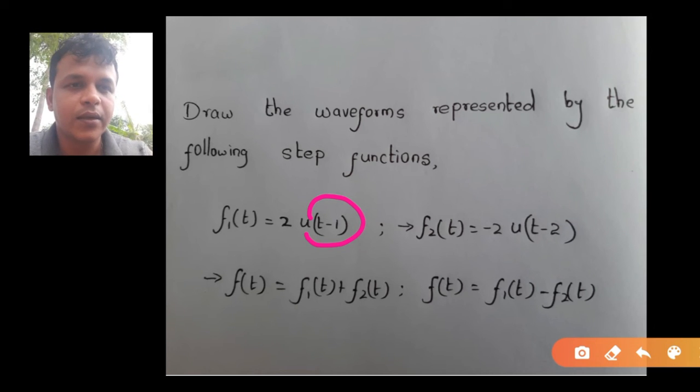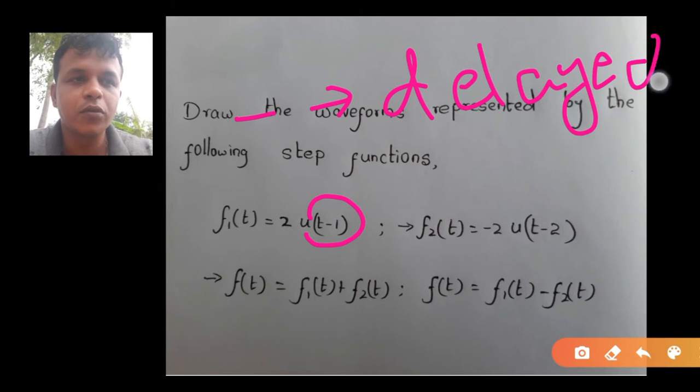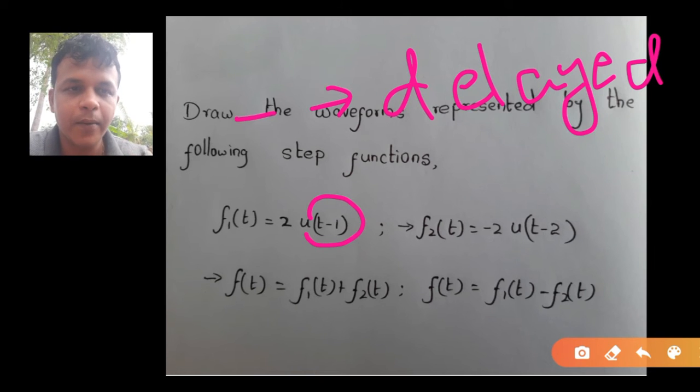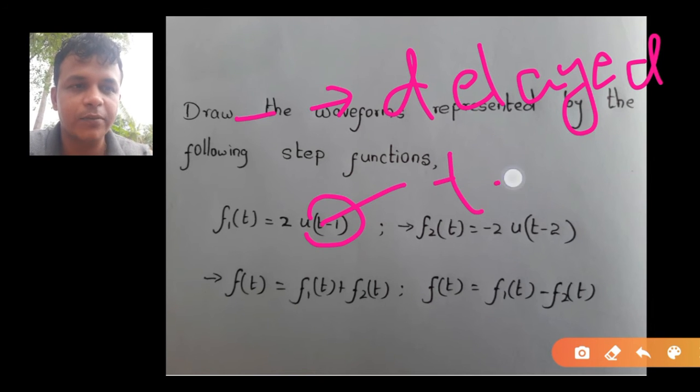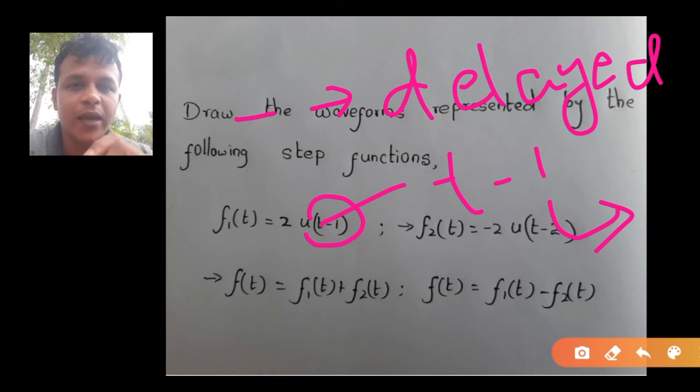Okay, because minus means it is a negative thing, so we are delaying it. By how many seconds do we have to delay it? By 1 second, because it is given as t minus 1. So we are going to delay it by 1 unit, because it is not mentioned as seconds. It may be either milliseconds or microseconds, so we do not know about that. But we are going to delay the signal by 1 unit.